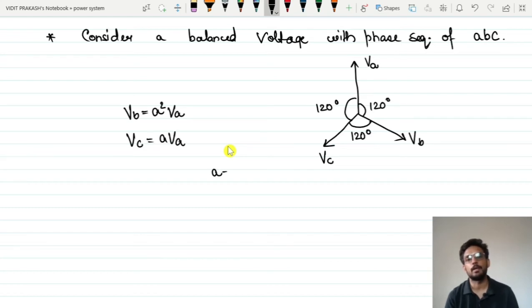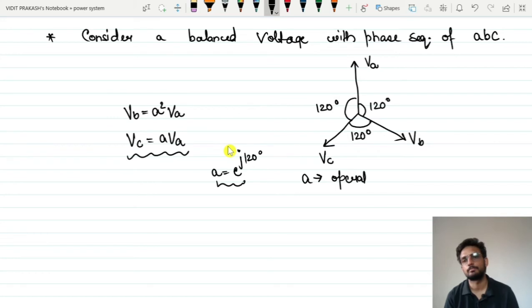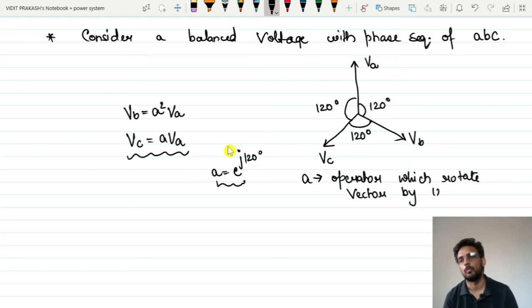So what is A here? A is nothing but e to the power j 120 degree. It means A is an operator which rotates a vector by 120 degree in anti-clockwise direction, right? If we talk about VC, then VC is nothing but A into VA. It means it rotates a vector by 120 degree in anti-clockwise direction. So A is an operator which rotates a vector by 120 degree in anti-clockwise direction.